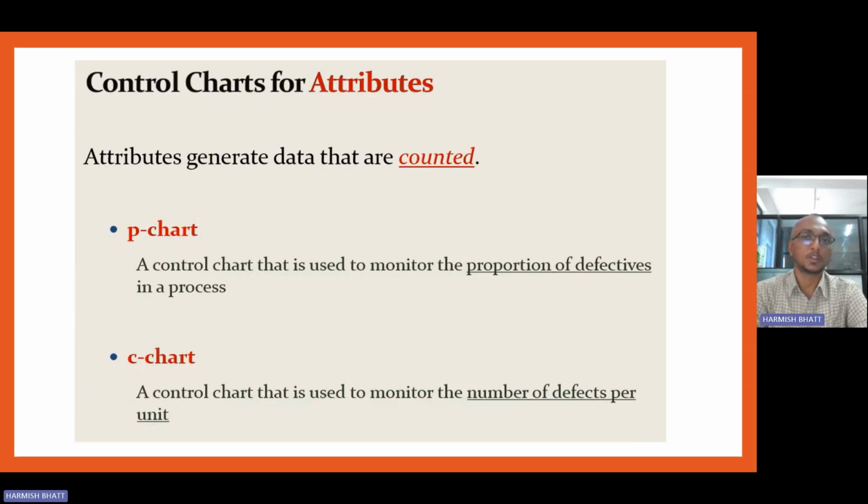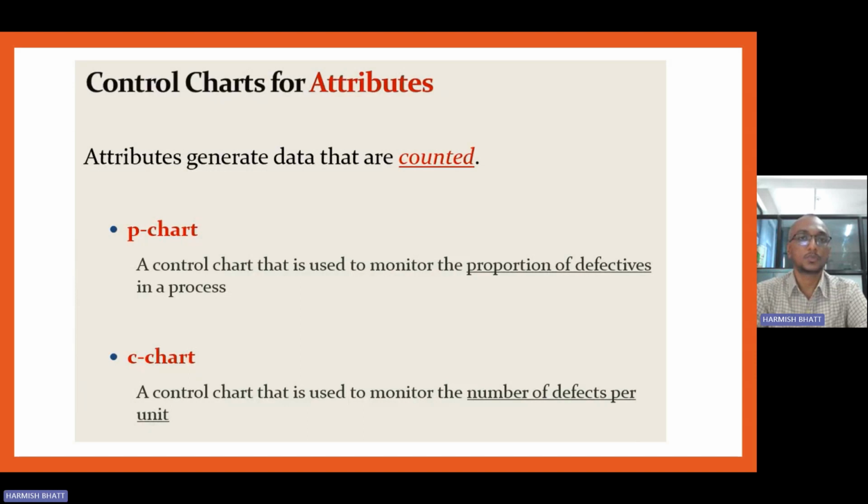Now in this particular session, we are going to understand the different types of control charts for attributes. Basically, we are going to cover two different types of control charts for attributes. One is the P chart and the second one is the C chart. We also will understand how to plot or prepare the P chart as well as the C chart.